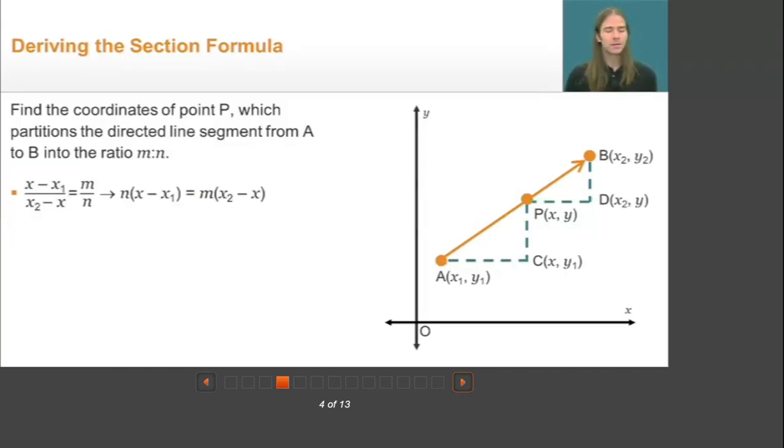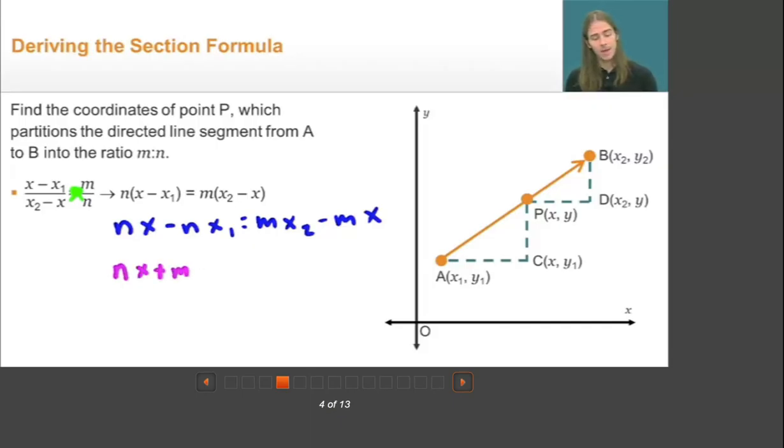My first step is to simply cross multiply. After cross multiplying, I end up with this equation right here. And what I'm going to do is distribute n and m into the parentheses. That'll give me n times x minus n times x1, and that equals m times x2 minus m times x. At this point, I'll bring all of the x's to one side and all of the x1, x2's to the other. So that'll give me n times x plus m times x, and this will be equal to m times x2 plus n times x1.